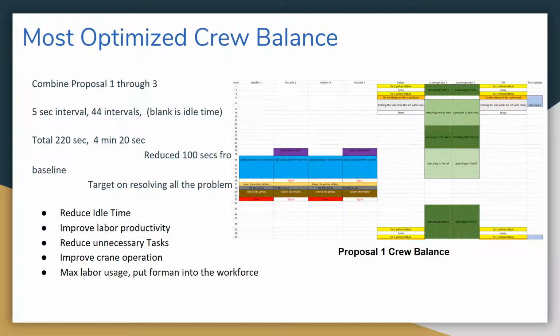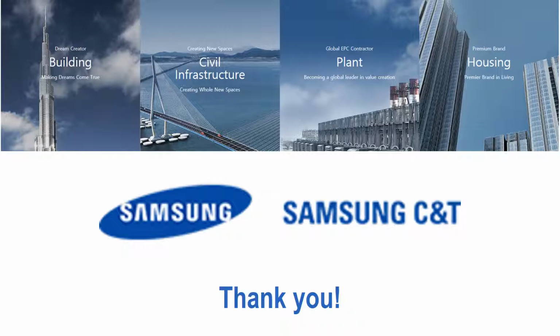If all 3 proposals are implemented, this would be the most optimized crew balance. The total time would be 5 seconds and 44 intervals. This reduces idle time, improves labor productivity, reduces unnecessary tasks, improves crane operation, and makes the job site a more organized and safe place to work, which are all part of lean construction principles, which we have used to come up with our proposals in order to increase productivity on site.